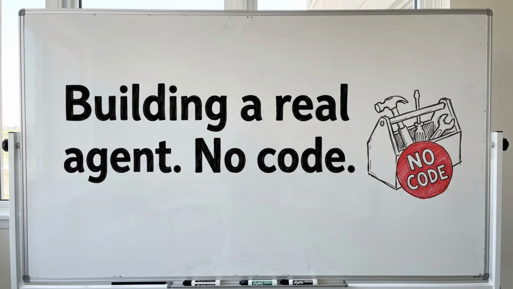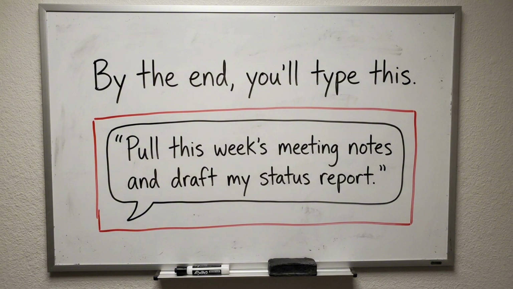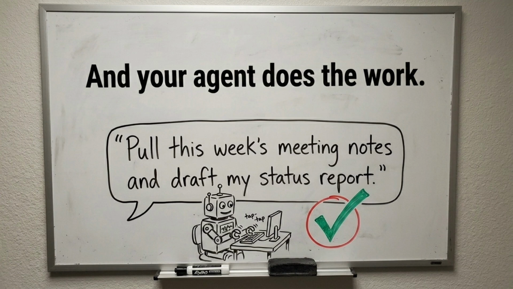Today, we're building a real, working AI agent. No code, no developer tools, just the apps you probably already have open right now. By the end of this video, you'll be able to type, "Pull this week's meeting notes and draft my status report," and your agent will do the work for you. You'll have your own agent doing actual work.